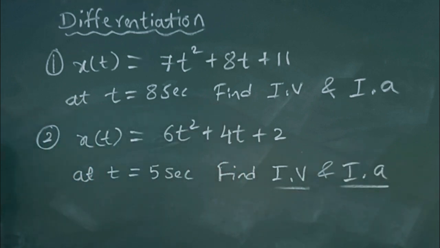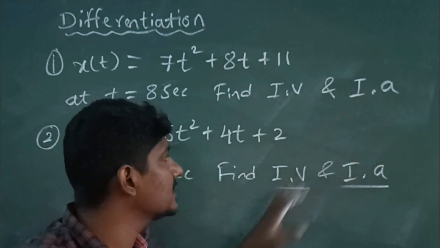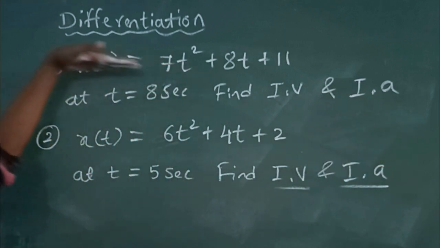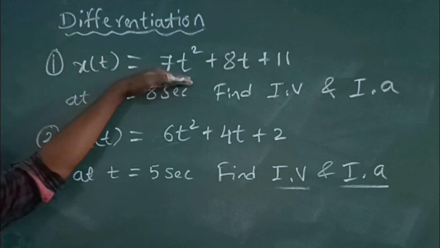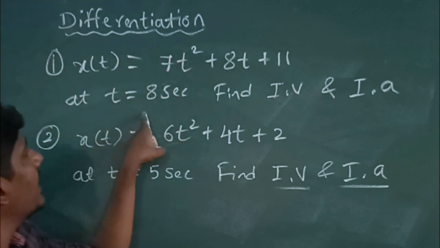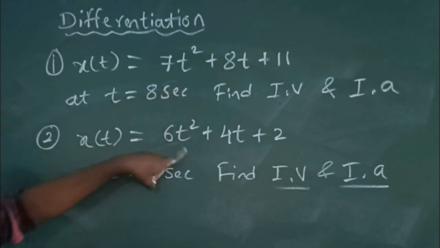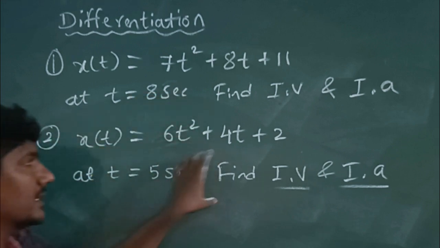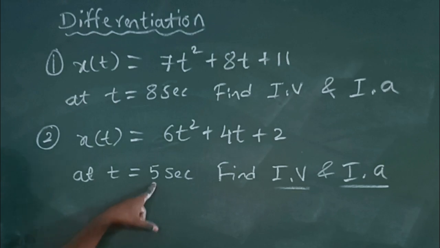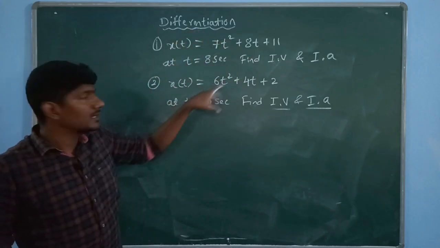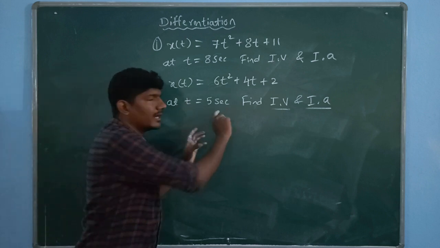So now you have homework problems. Here you need to find instantaneous velocity and acceleration at the given time. You know the procedure. What is that? Differentiate it once, put the value of time, and you will get velocity. Next, differentiate it twice, and you will get acceleration.